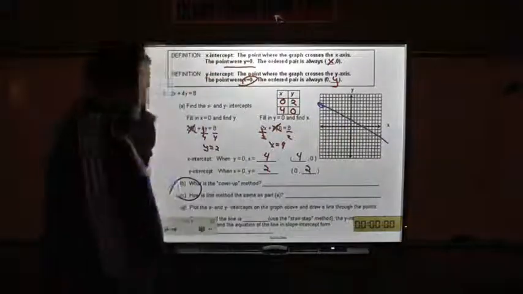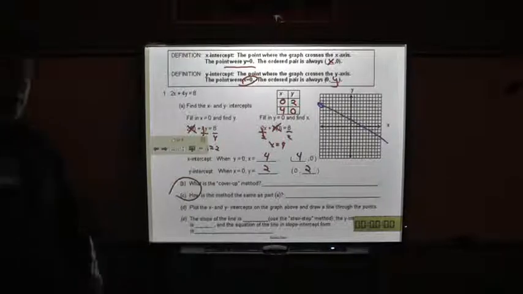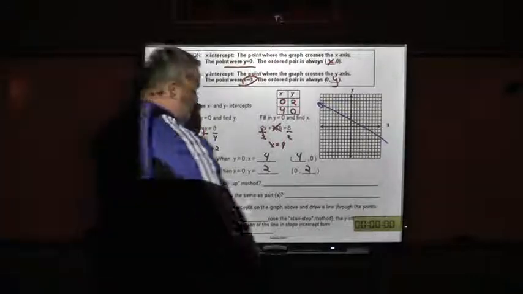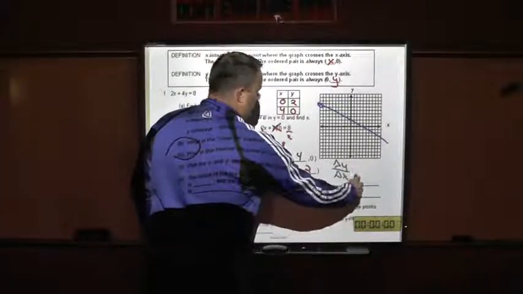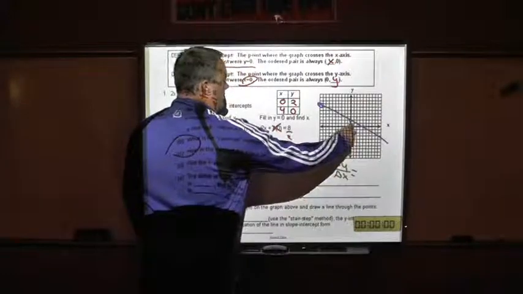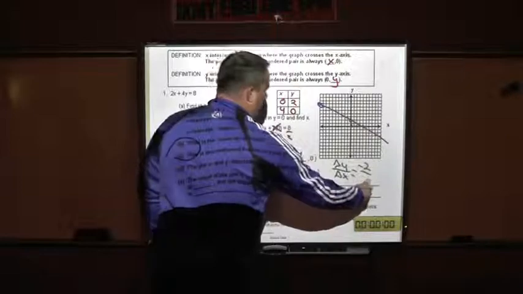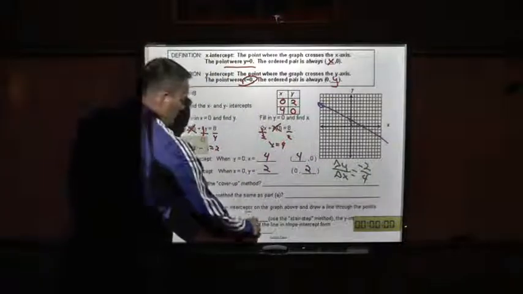Now, it asks you here, what's the slope of the line? Now, here's the thing. I want you to really look at it. What would be an easy way for us to find the slope? Wouldn't it be just easier if we just used change in y over change in x? We went to the point farthest to the left, 2 units down as your change in y, 4 units to the right as your change in x. Negative 2 over 4 is negative 1/2.